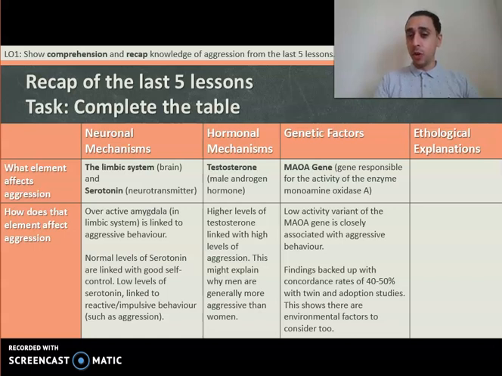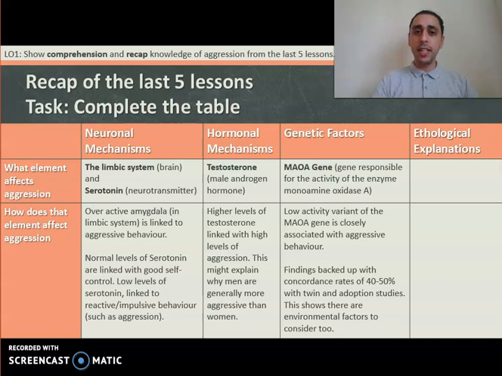Findings backed up with concordance rates of 40 to 50% with twin and adoption studies. This shows there are environmental factors to consider too. So the twin and adoption studies found that in 40 to 50% of cases of aggression, it was to do with genetics. However, that is a really high contributing factor. You go, oh, well, at least half of your aggression comes down to your genetics. However, that means the other half comes down to all these other factors. So it's not a full explanation.